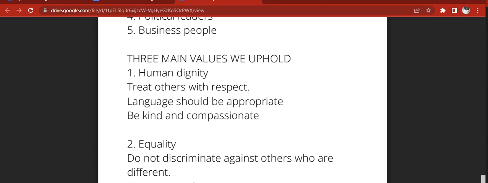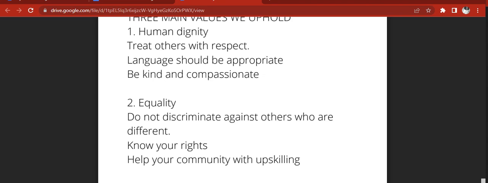People are battling things that we know nothing about. Treat other people with respect as well, the same way you would like it to be reciprocated if the tables were turned around. And make sure that you speak to people using the language that's appropriate. What this means is don't use vulgar words, don't use names to call people, like don't use bad names and all those things. The second one is equality.